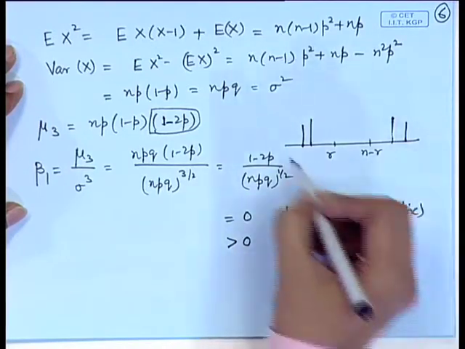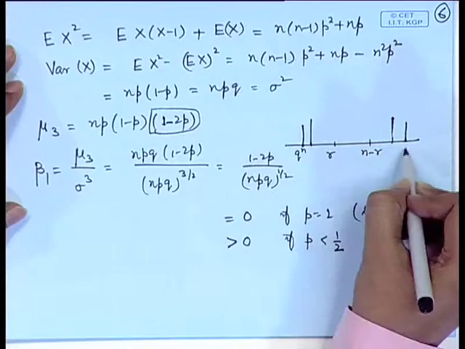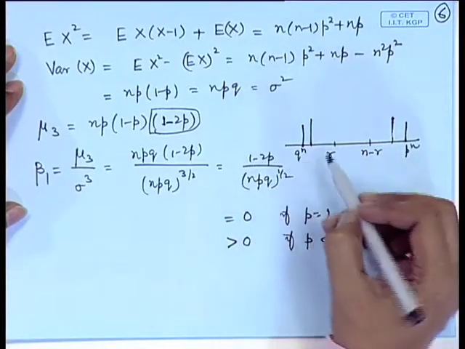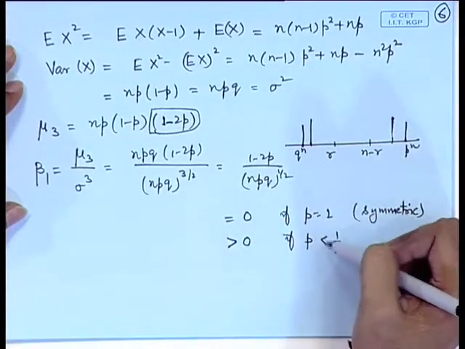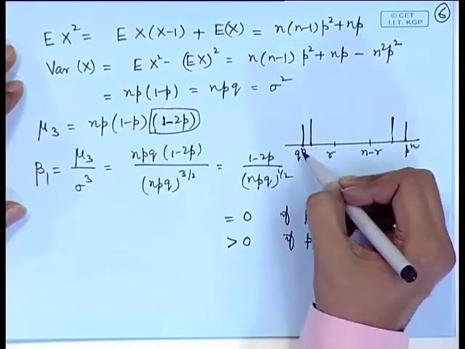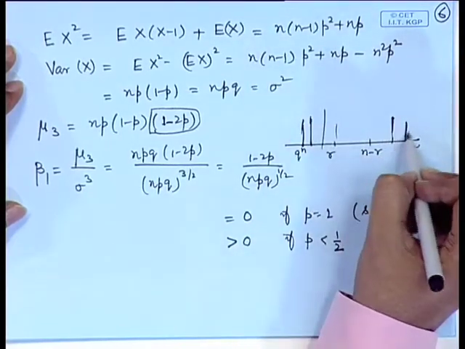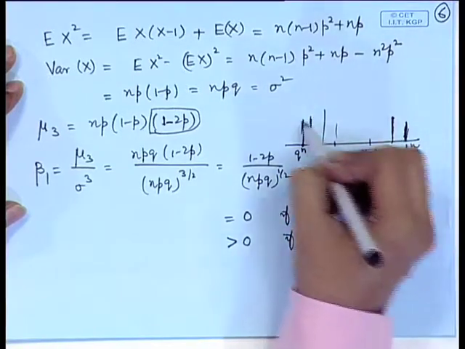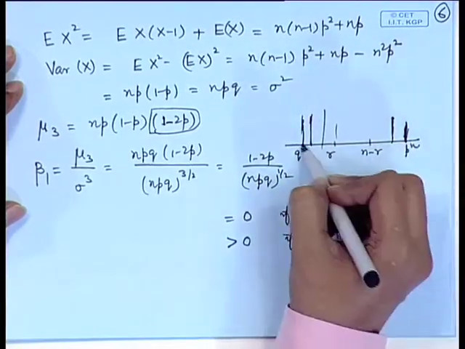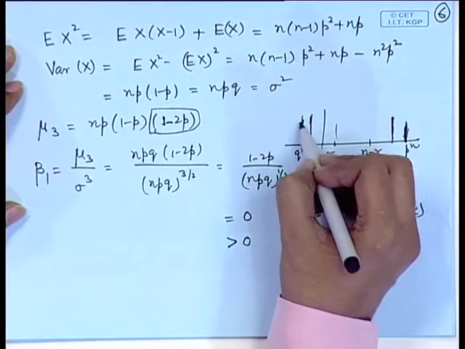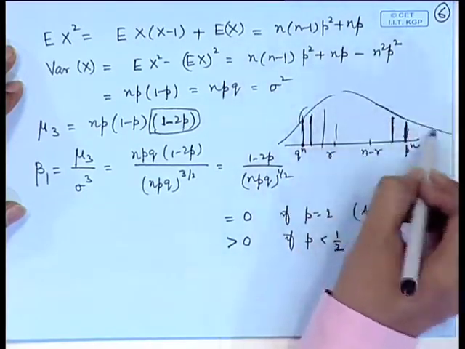Now, naturally this value is q to the power n, this value is p to the power n, etcetera. So, if p is less than half, then these values will be higher corresponding to the values on this side, and these values will be smaller. For example, p to the power n will become less than q to the power n. So, it will be a positively skewed distribution.